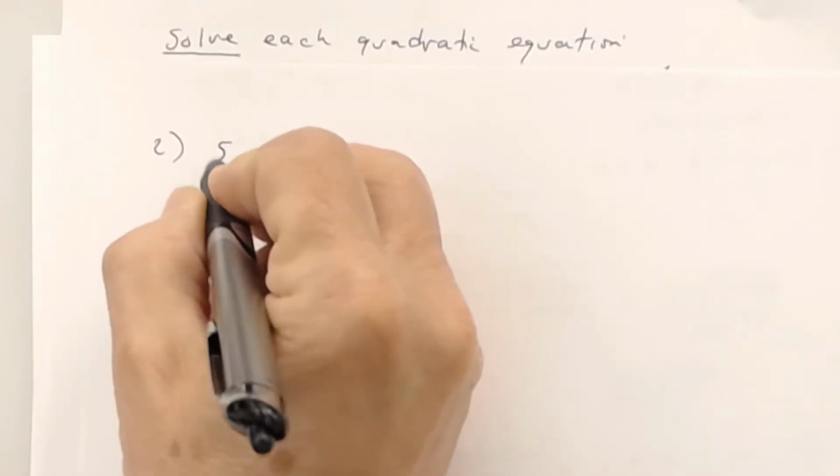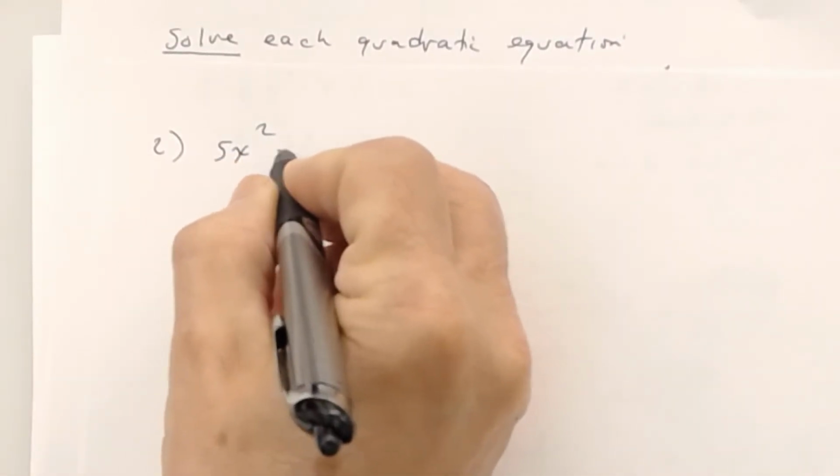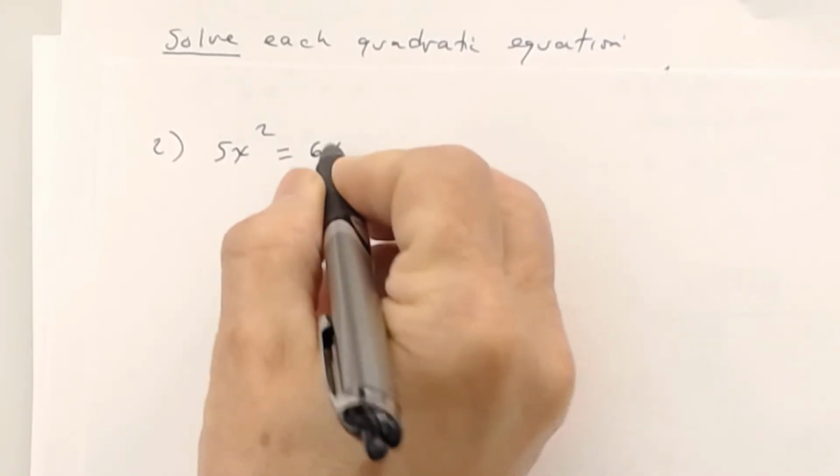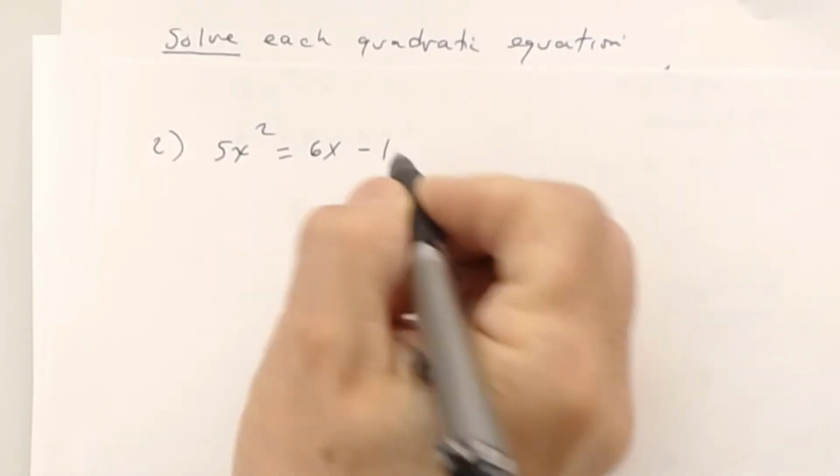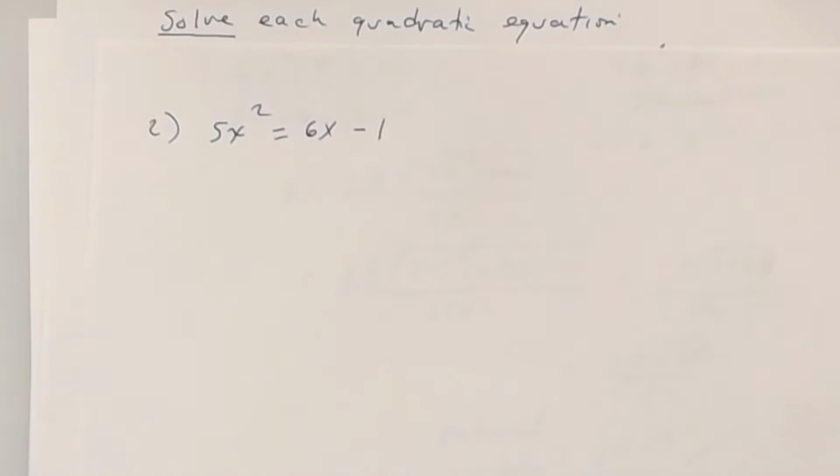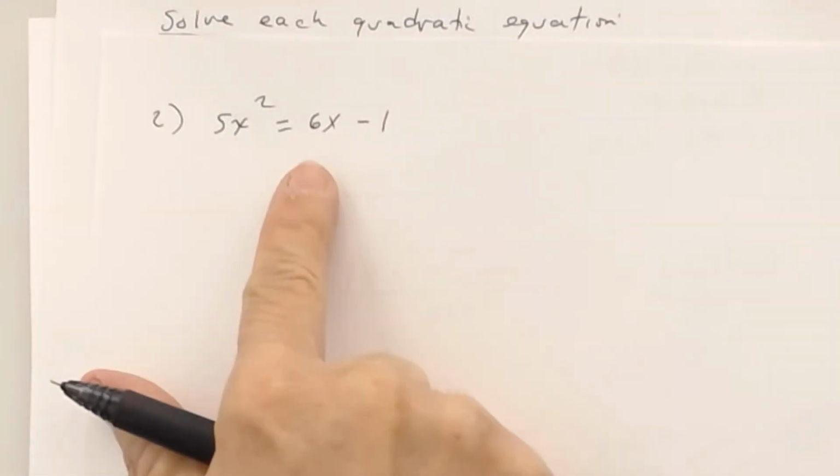Let's say 5x squared equals 6x minus 1. 5x squared equals 6x minus 1. All right, now again, don't make the mistake of going right away and saying what A, B, and C are, because you're probably going to make a mistake. If you do, you're probably going to say B is 6 and C is negative 1. Is that true? No.